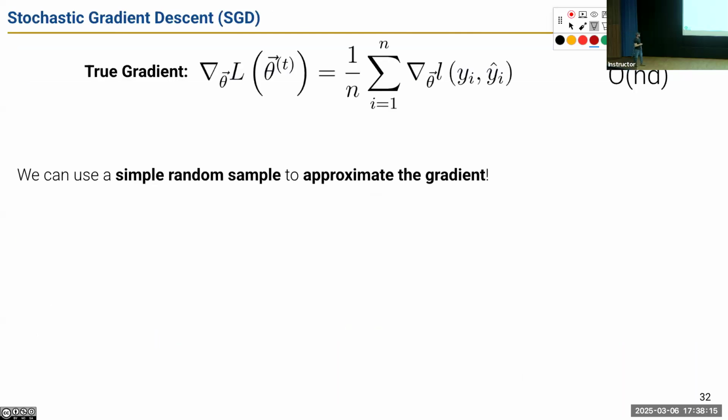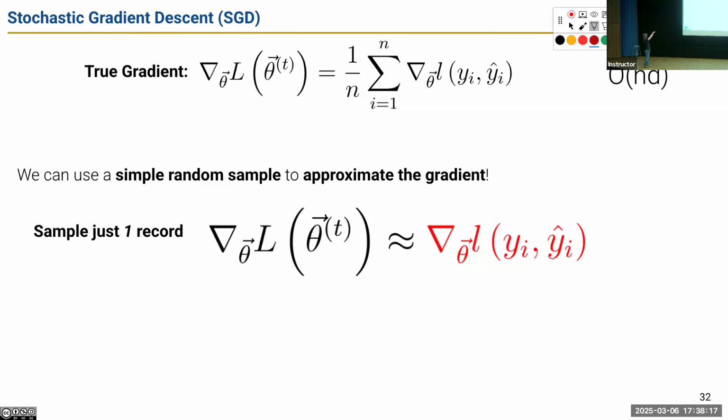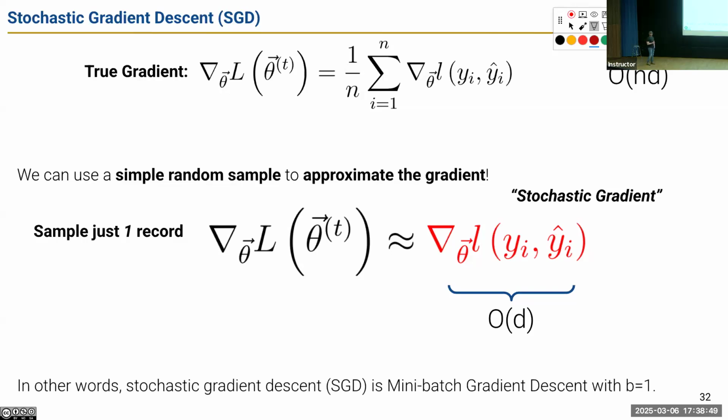This is called stochastic gradient descent. We sample just a single record. We use that single record to estimate the gradient. We compute the individual data point gradient, and we use that as our estimate of the gradient of the average loss. The computation here is a single gradient computation for d parameters. So we've taken our time complexity down from n times d. Remember, n is super large, that can be millions, billions, trillions of observations. We've taken it down to on the order of d. Much faster.